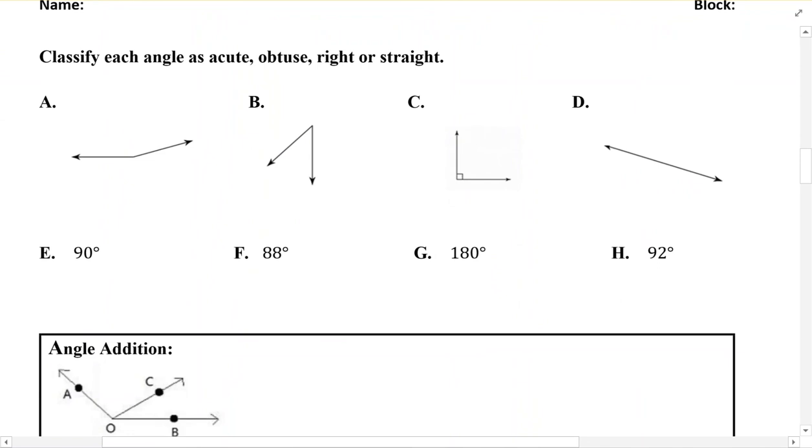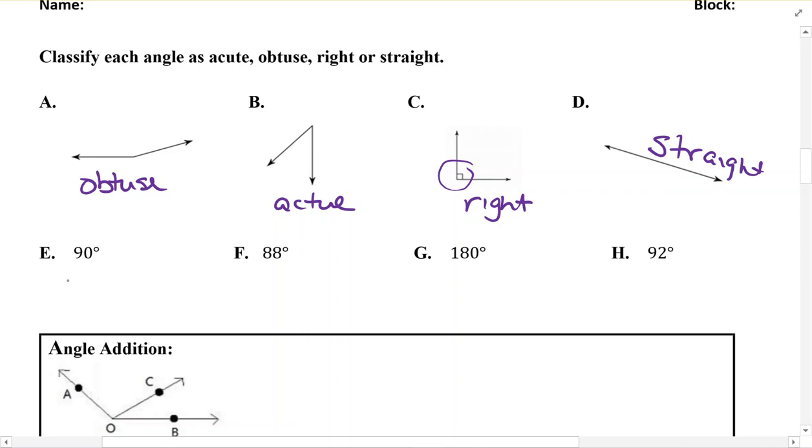We're going to classify each of these angles as acute, obtuse, right, or straight. The first one is obtuse, acute. This one has a symbol, so it definitely tells us that it's a right angle. This one's a straight angle. This one is right. 88 is less than 90, so it's acute. 180 degrees is a straight angle. And 92 degrees is greater than 90, so it's obtuse.